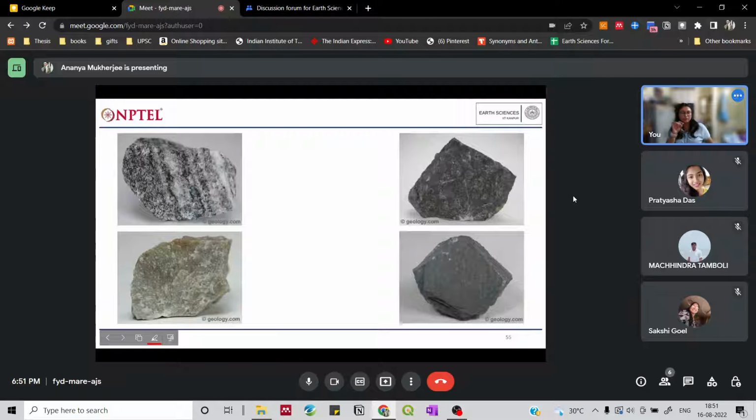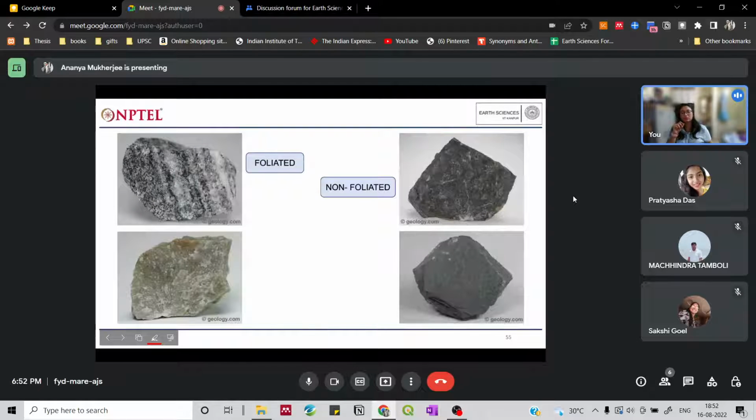So suppose we see these few specimens. In the first, we can see that there are some minerals and there is a certain alignment present in these minerals. Looking at this, we can say that this is a foliated metamorphic rock. Now in the right hand side sample, we cannot see any such alignment or foliation present. So because of that, we will describe this as a non-foliated rock.